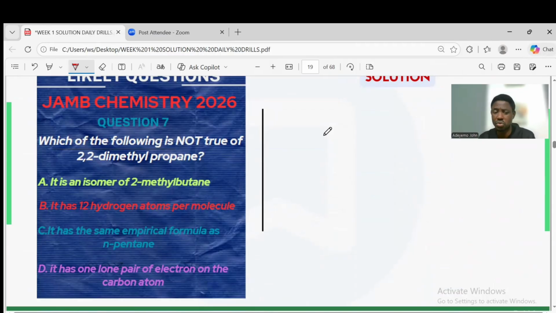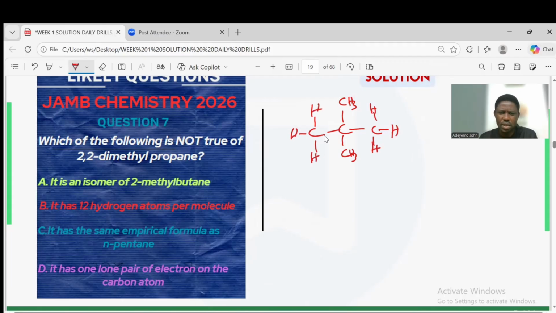Which of the following is not true of 2,2-dimethylpropane? All right, let's quickly write 2,2-dimethylpropane. That is the structure. This is CH3, that is the dimethyl CH3, then we have all that. Can you see that? So this is 2,2-dimethyl. When they give you something like that, quickly write it somewhere and make sure that you do what you're supposed to do.